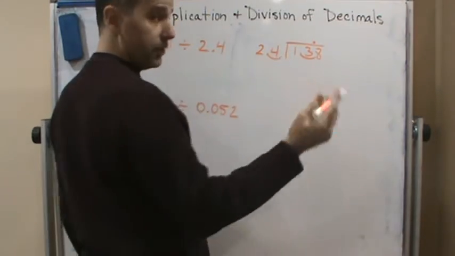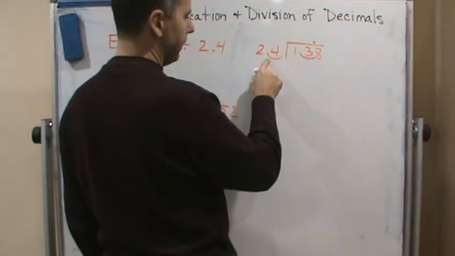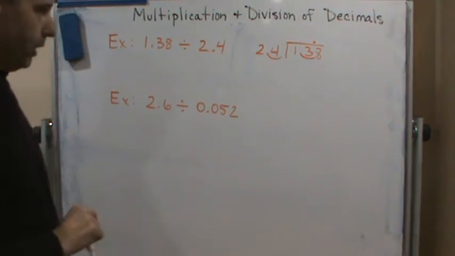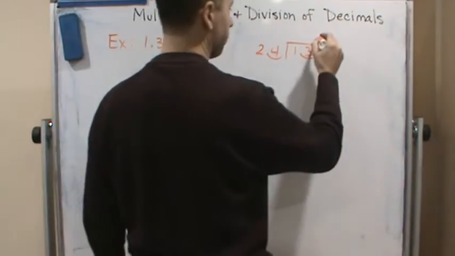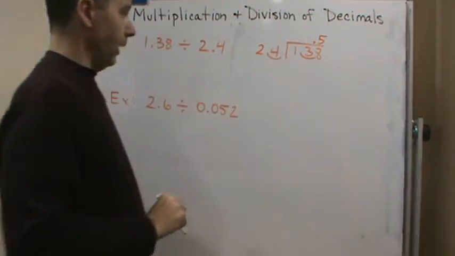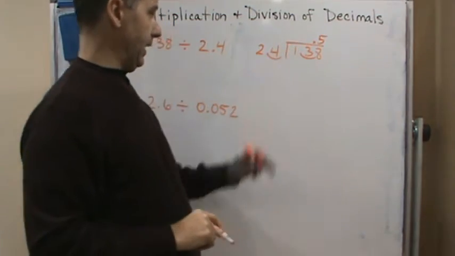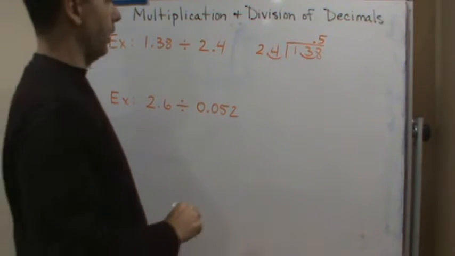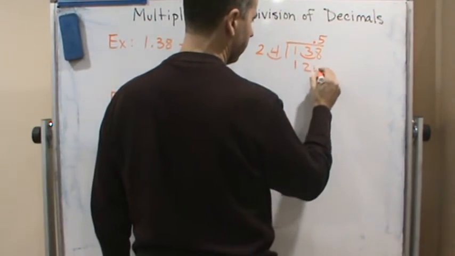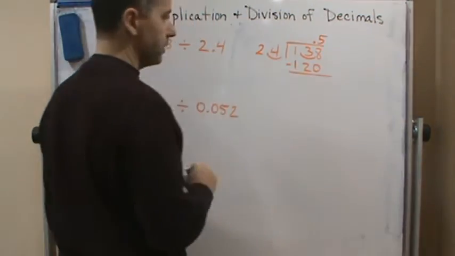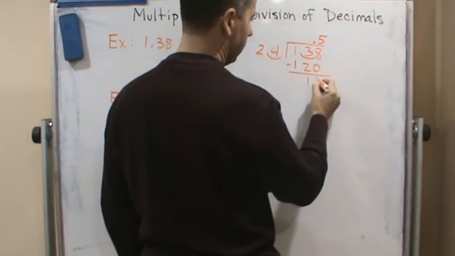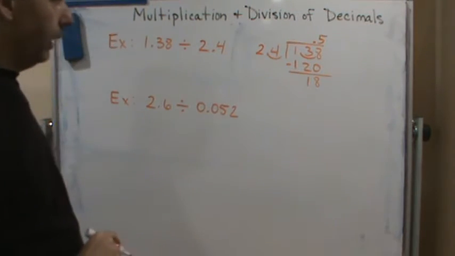So I'm going to start my division steps and say, okay, well, how many times is 24 going into 138? Okay, and the answer is 5. And then I multiply. So 24 times 5 is what? 120. And then I'm going to subtract. And so when I subtract, I get 18.